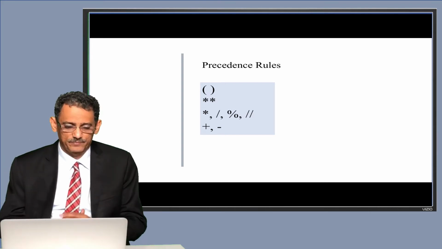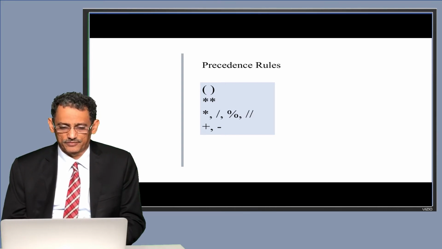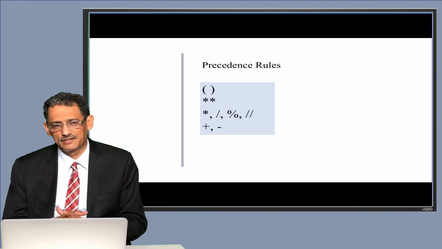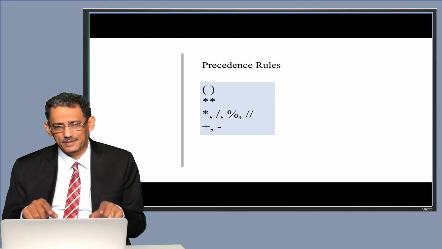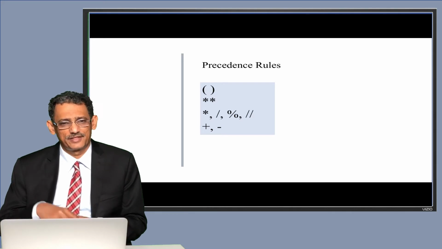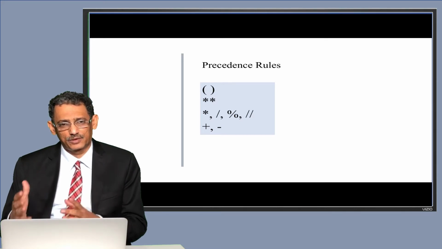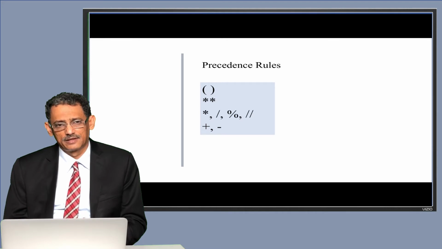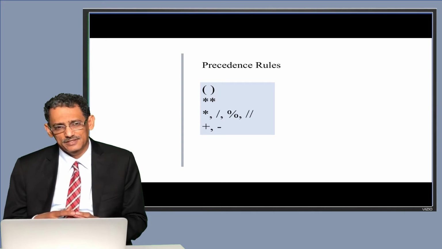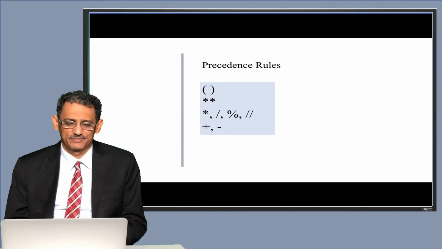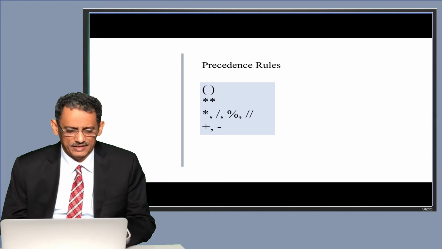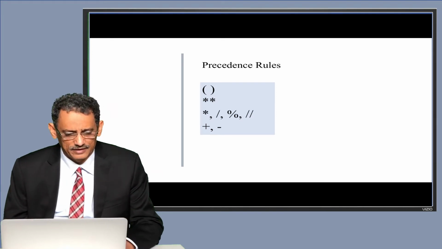In one of the videos, we spoke about that. We said if you do a calculation, the brackets will be done first, then the power will be done second, then multiplication, division, and the least one is plus and minus. So let's see how this works in actual life and in coding.